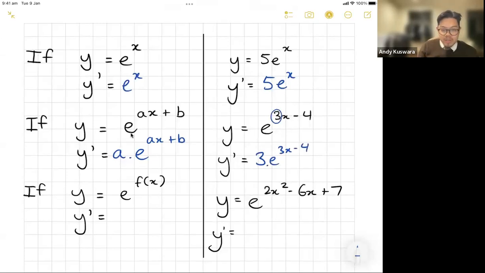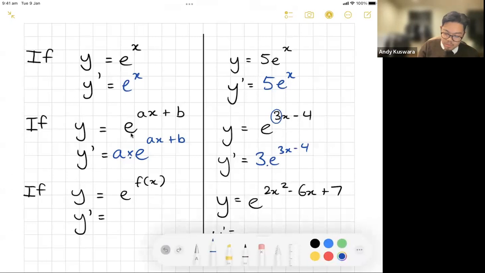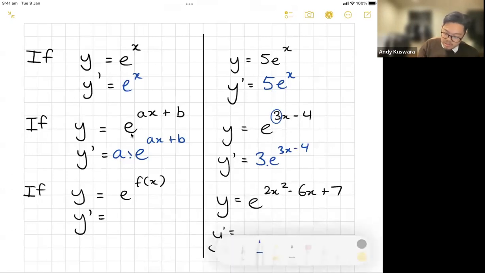Now, sometimes I'll put a dot in there. This dot essentially means multiply. So it's not a decimal place, it's just multiply. You'll see it a lot in maths coming up. It just helps with the visual representation.